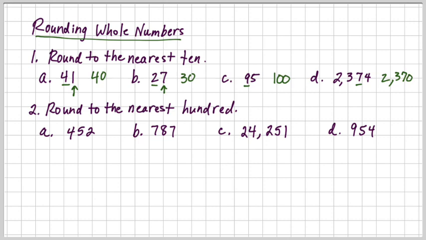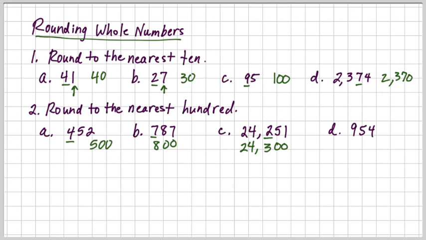All right, let's see how you did. So the hundreds place, that's where the 4 is. And the next number is a 5, so we're going to round up. So this will be 500. Here we're also going to round up. So this 7 becomes an 8, so we're rounding to 800. Let's see, the hundreds place in C is where the 2 is. Looks like we're rounding everything up here, so it'd be 24,300 because we have a 5 there.